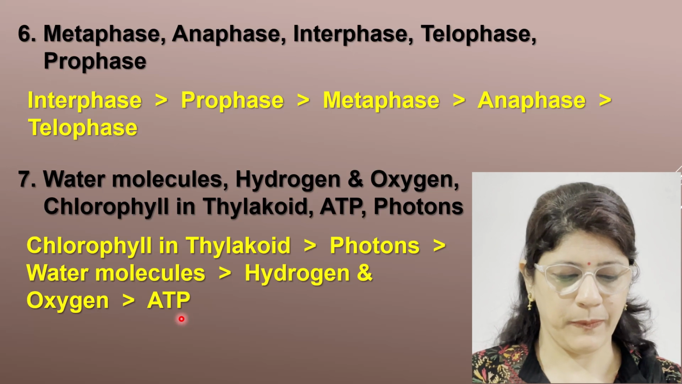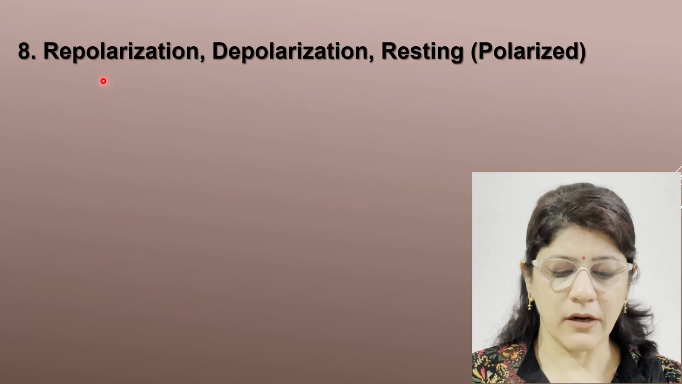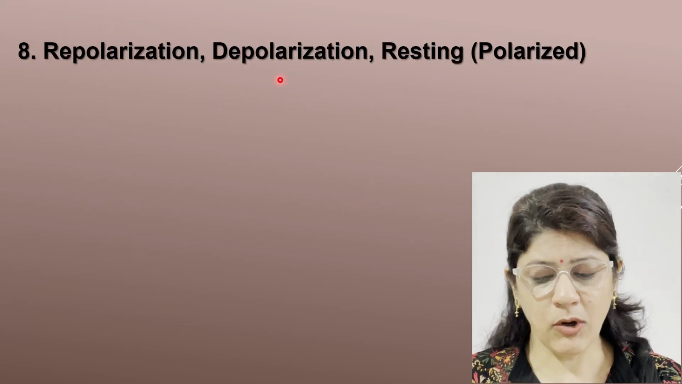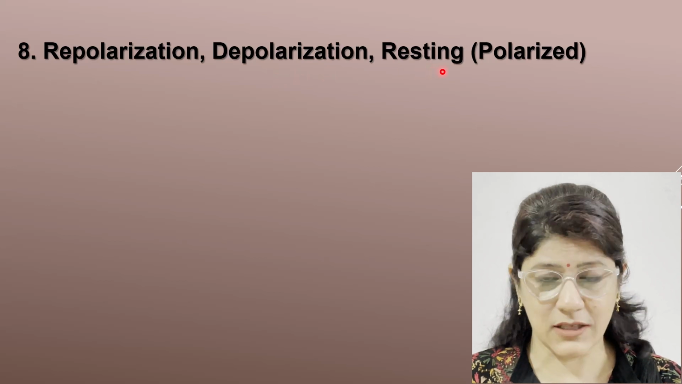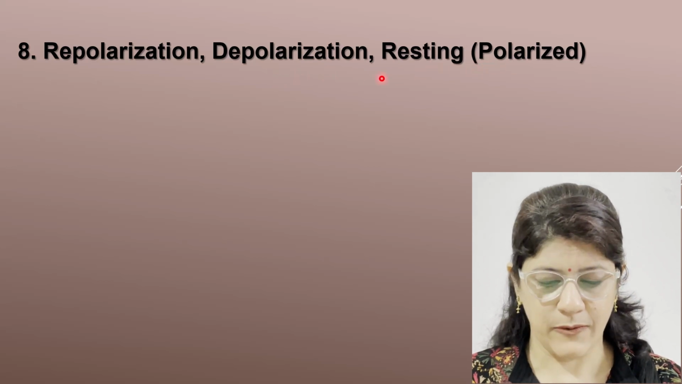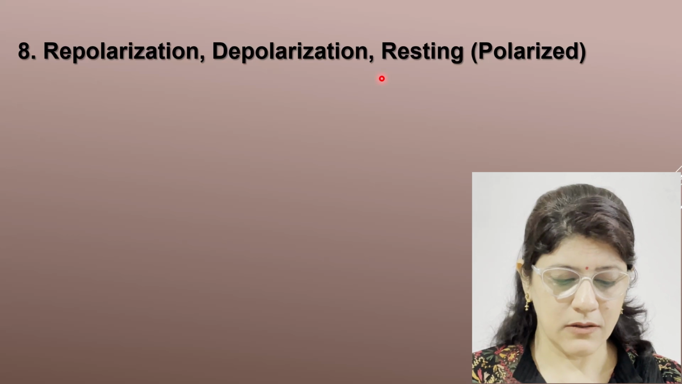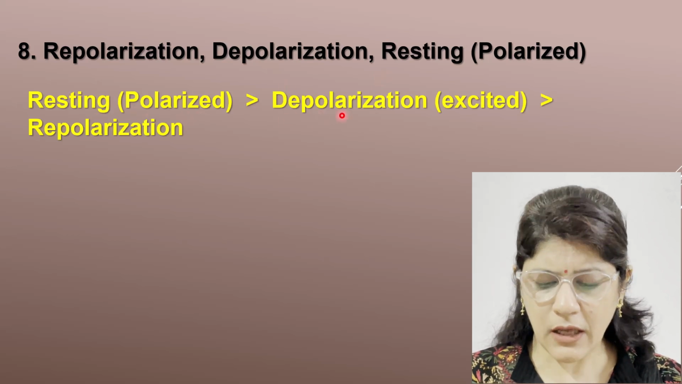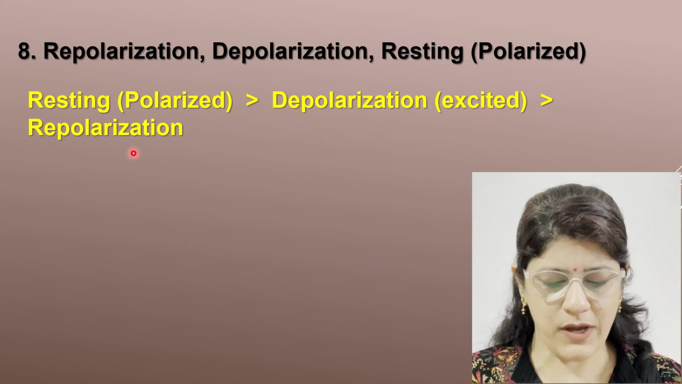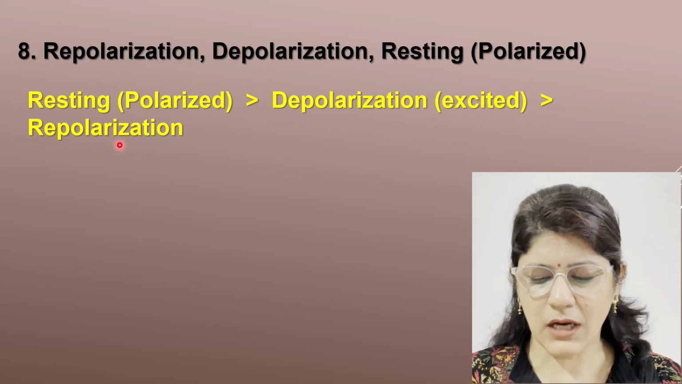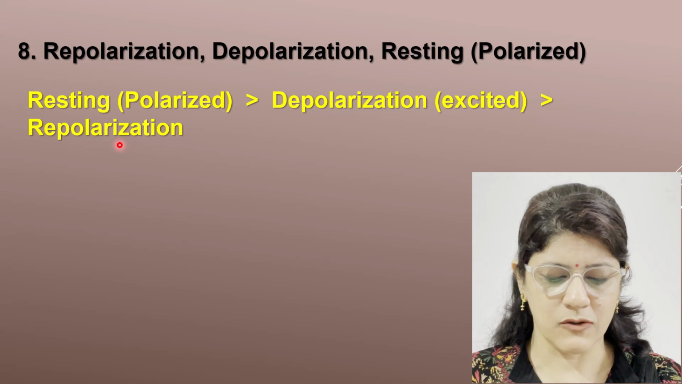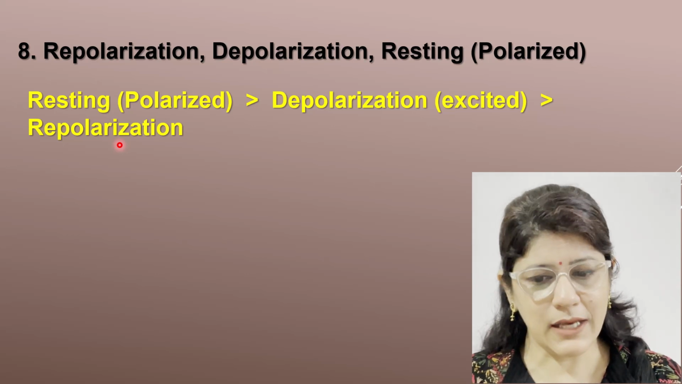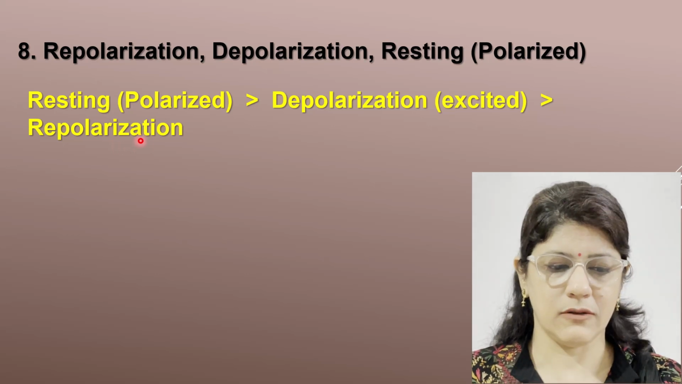So ATP. Next sequence is repolarization, depolarization, and then resting. Resting means polarized. Conduction of nerve impulse. So first is resting or polarized phase, then depolarized, it means excited phase, and then repolarized means again in the resting phase. So polarized, depolarized, and then repolarized.